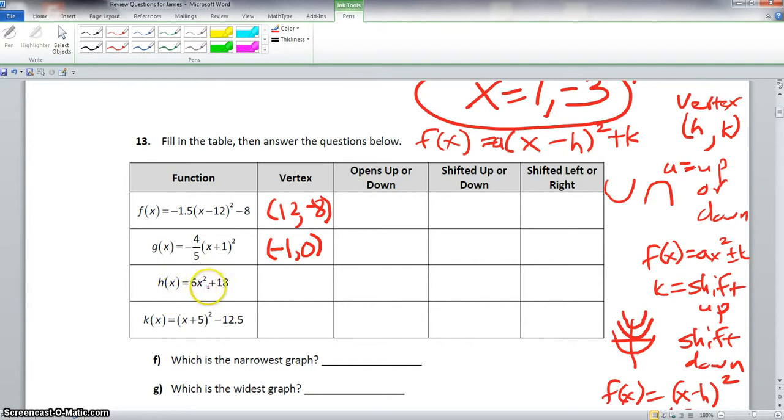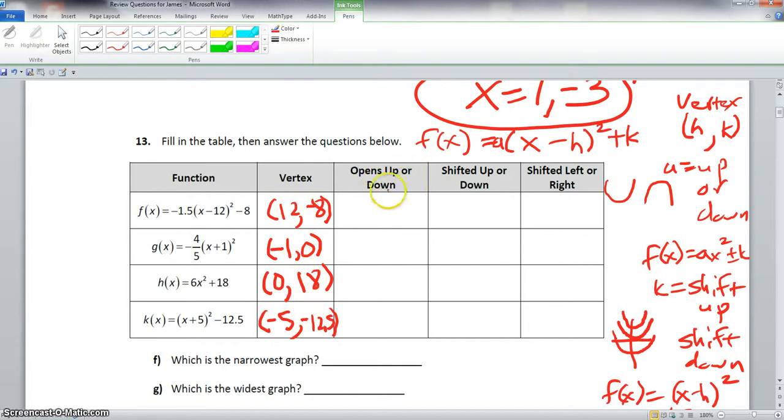Now we come here. We have 6x squared plus 18. Now we want to find the vertex. We do not have an h here, so our h would be 0. But we do have a k, which is 18. Now we come here. It's basically the same as this first equation. Our h is negative 5 and our k is negative 12.5. So now we took care of all of the vertexes.